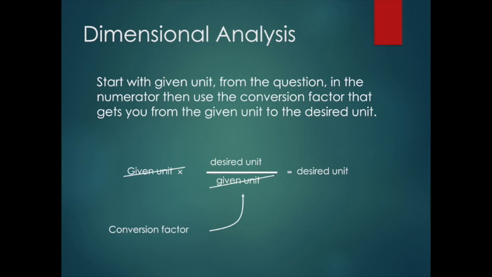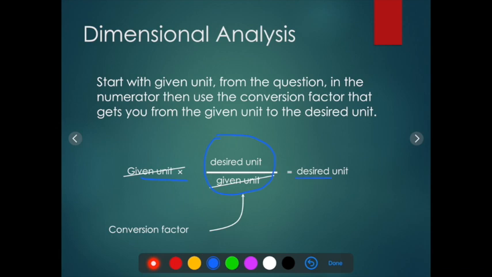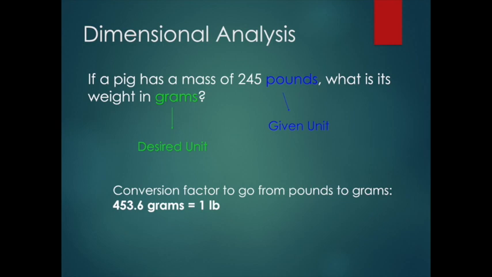We start with what they give us, which is our given right here. Then we use our conversion factor to get to our desired unit. Okay, so I have an example here. It says if a pig has a mass of 245 pounds, what is its weight in grams? So pounds is what's given, and our desired unit is grams.